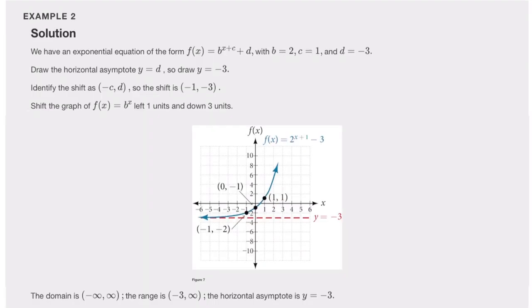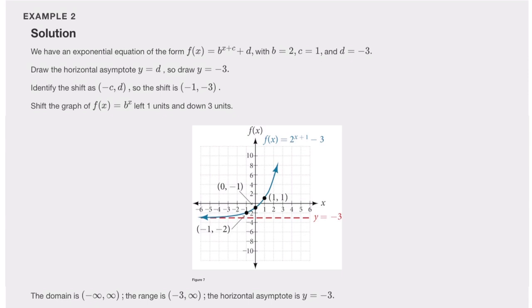Okay, where b is 2 and c is 1. b is 2, the base. c is 1, and d is -3. Draw the horizontal asymptote, which is y equals d, so y equals -3. Identify the shifts as -c, d. So the shift is -1, -3. I guess that just means we're moving it left by 1 and down by 3. Shift the graph left 1 unit and down 3 units.